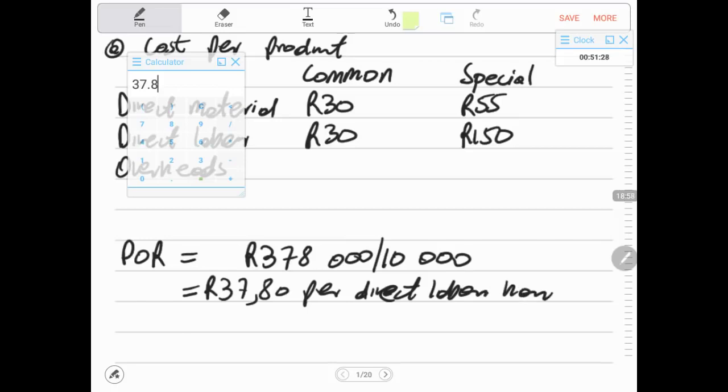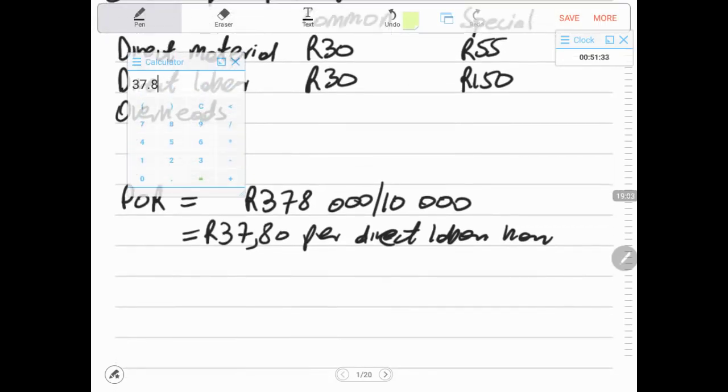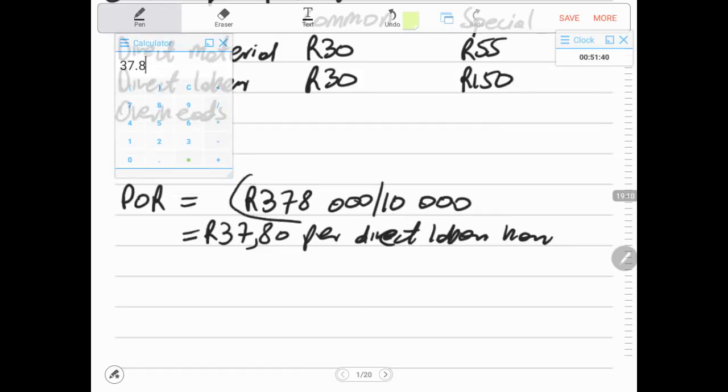Now, the minute we get this, remember, this is the rate for both of the products, because the total of the overheads, which is the 378,000 of the overheads, is for all the products, meaning the product common and the product special. So now we need to split this total of 378,000 of the overheads using our labor hours as the base of allocation.